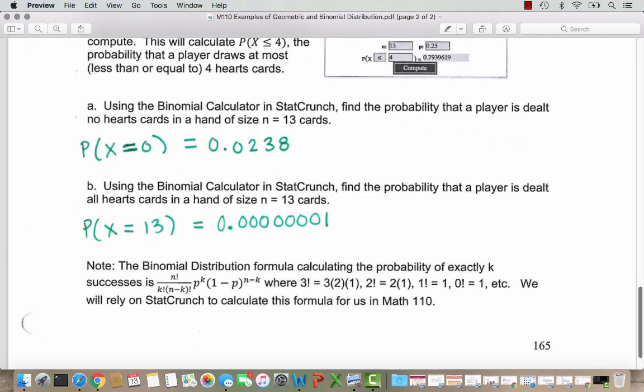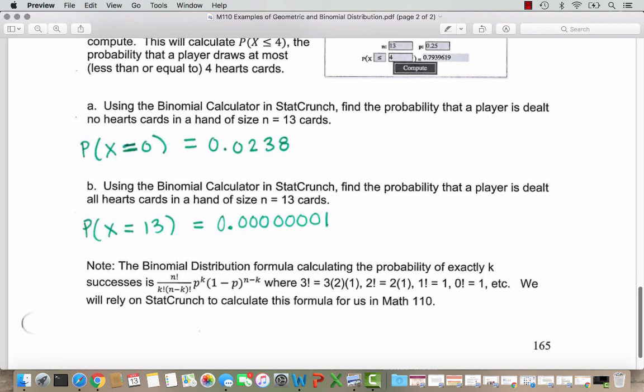So here's a note about the formula for the binomial distribution. If you have k successes, that's how many times in this case you'd expect the hearts cards to come up. You get this formula with the k's in it, where the numbers with the exclamation points are called factorials. 3 factorial is 3 times 2 times 1. 2 factorial is 2 times 1. So you can see when you do a factorial calculation, you are multiplying the number times everything smaller than it. 1 factorial is defined as 1, and 0 factorial is also defined as 1.